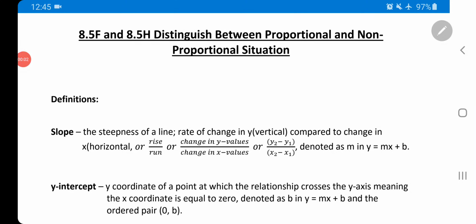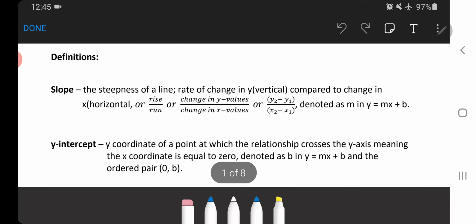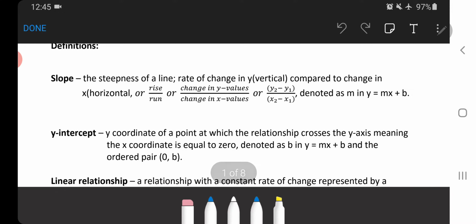Okay, in today's lesson, we'll be distinguishing between proportional and non-proportional situations. Let's go over a couple of definitions real quick. Let's remember that the slope is the steepness of a line.